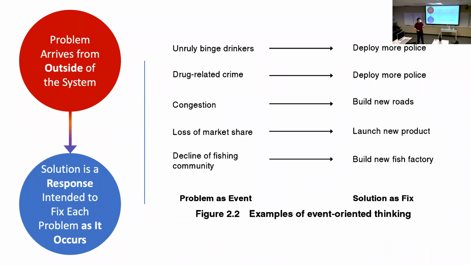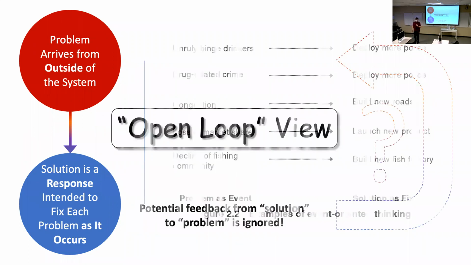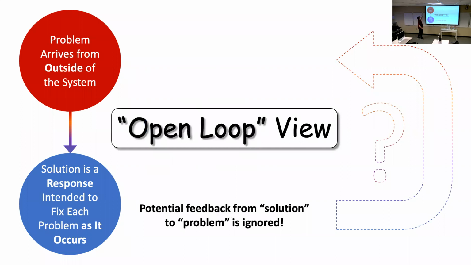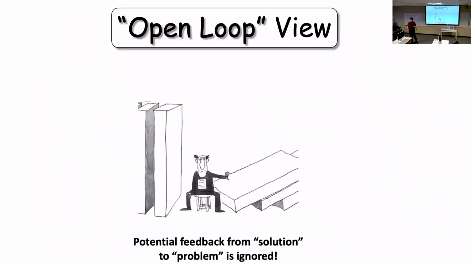The idea here is not that the feedback systems perspective has feedback and the event-oriented doesn't. It's that the event-oriented perspective doesn't consider the side effects of the feedback that's implemented. So we still refer to this as an open loop view. We're only thinking about the problem and the solution to the problem, and we're not thinking about how the solution itself becomes a part of the new system and what potential future problems might occur. This is what we mean by the open loop view in this event-oriented model.